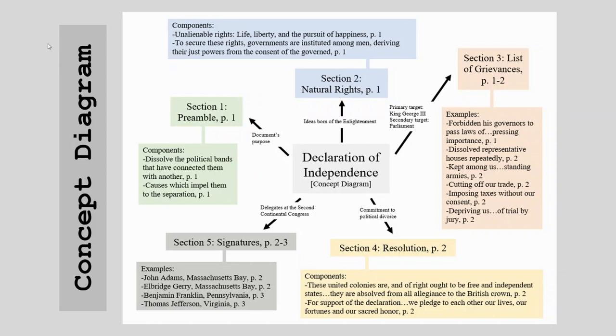This presentation is about concept diagrams, and I would like to spend the next several minutes explaining to you how I'd like you to approach the assignment. You'll notice that I've chosen the Declaration of Independence. That's a very popular document that many people have heard of, and some people have actually read in its entirety. I would encourage you to if you haven't.